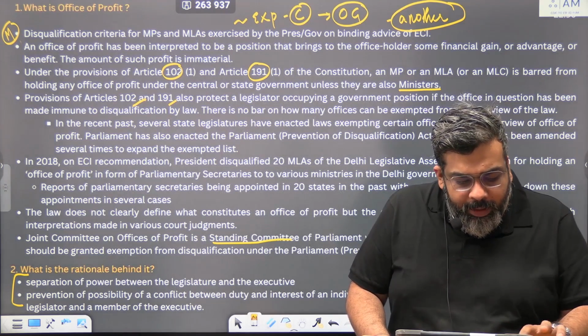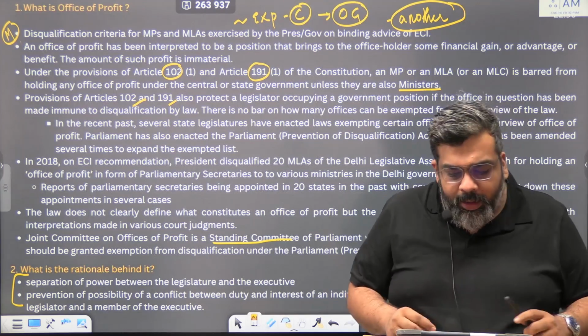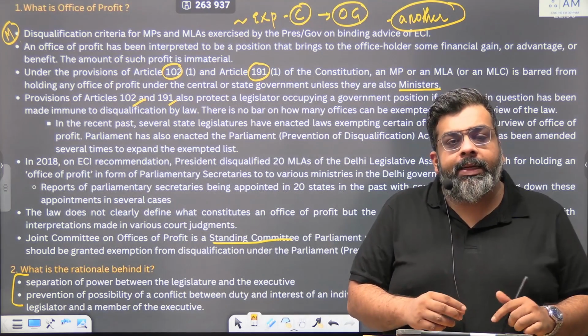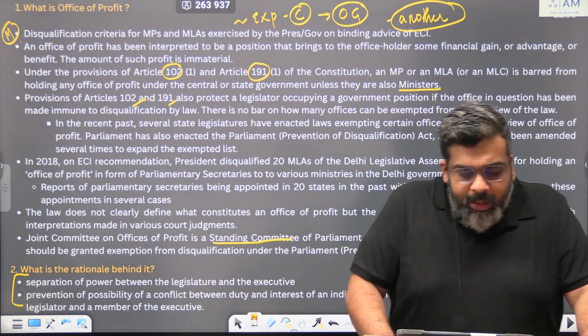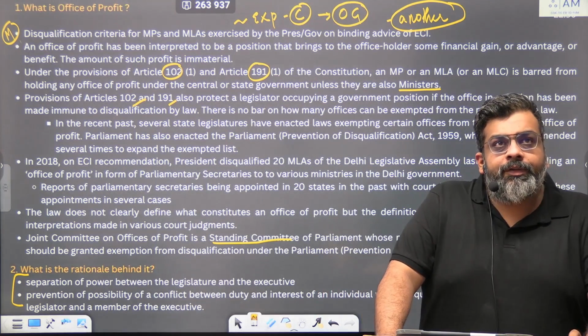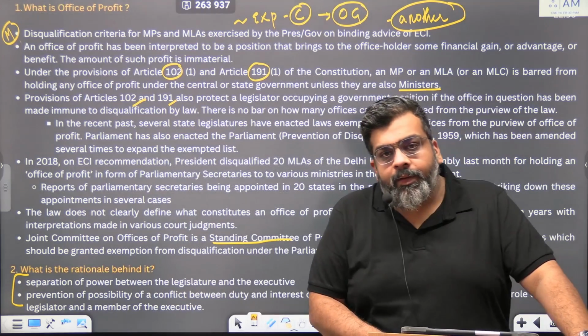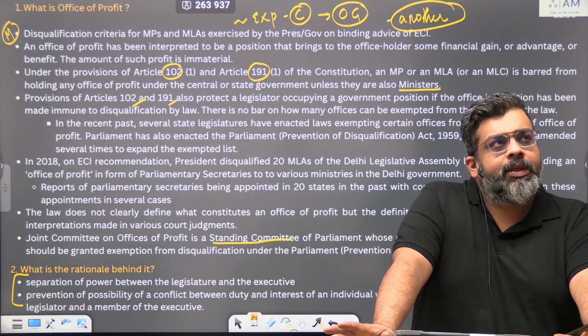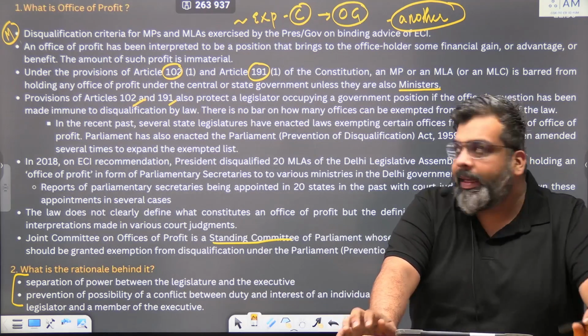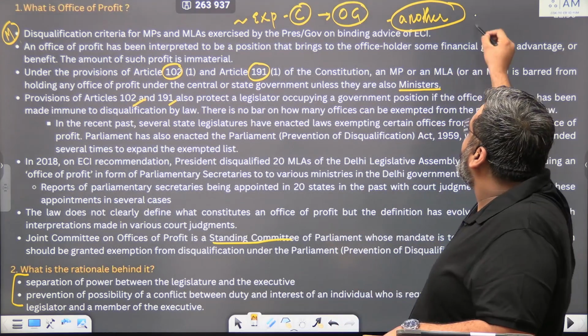Now, if you look at the international origins of office of profit, office of profit for the first time found mention in the UK scheme of laws, and therefore is a concept that could largely be said to have been borrowed from the United Kingdom.